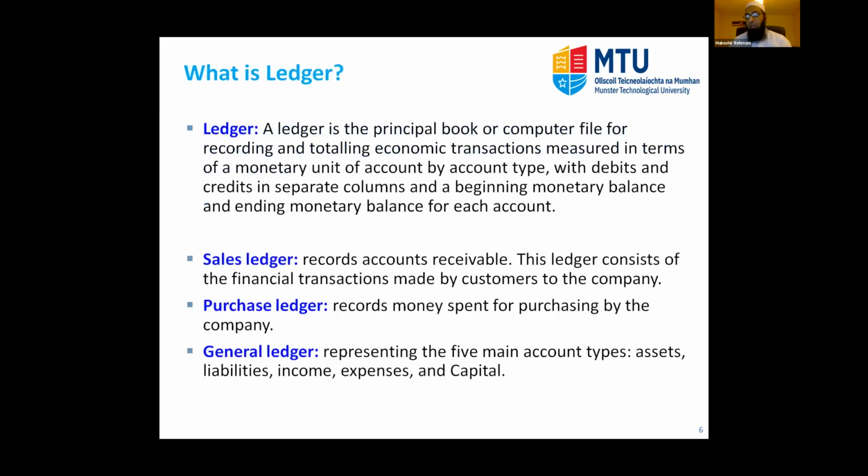Now, the question is, what is a ledger? A ledger is a principal book or computer file for recording and totaling economic transactions, measured in terms of a monetary unit of account, by account type. There can be different types of ledgers. For example, a sales ledger, which records accounts receivable; a purchase ledger, which records money spent by the company on purchasing; and a general ledger, which keeps different types of records.